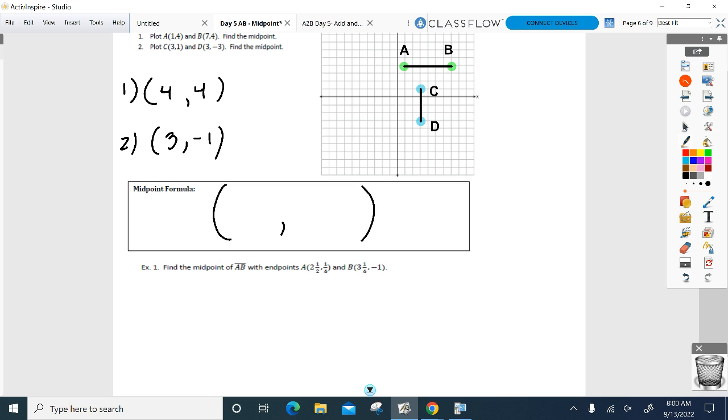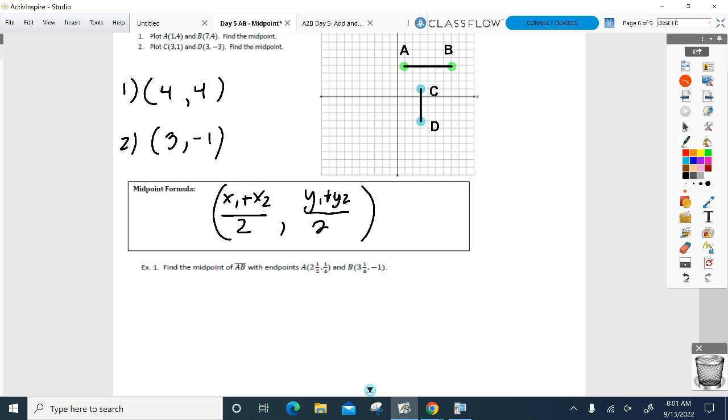How do you find the x coordinate of the midpoint? You add the two together: x1 plus x2, add your two x's. What do you think I'm going to do to it? Divide by 2. Take your x's, divide by 2. And how do you think I'm going to find the y coordinate? Add your y's and divide by 2. There you go.